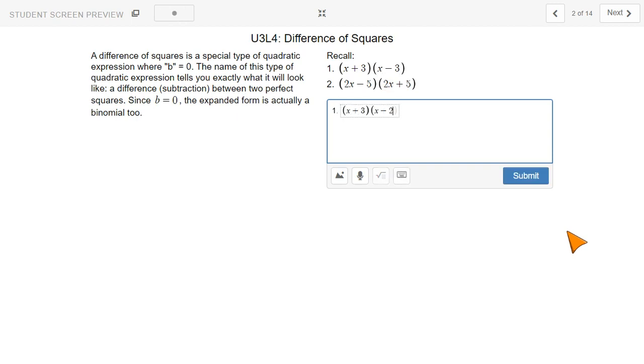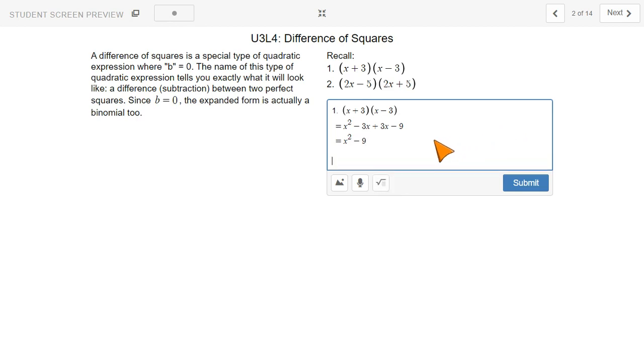Okay, so x plus 3 times x minus 3. This equals x squared minus 3x plus 3x minus 9. The middle term, when we collect the like terms, becomes 0. And we have negative 9.